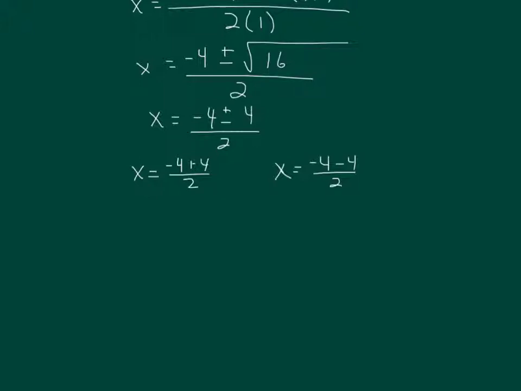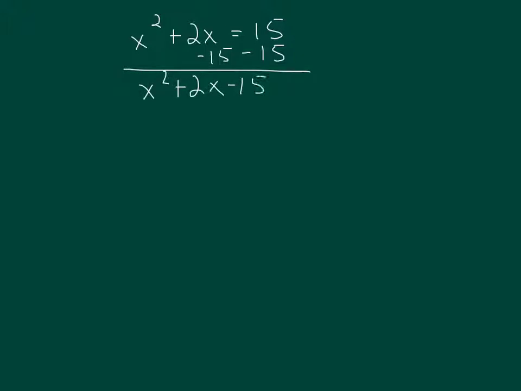Okay, so over here, x equals 0 over 2, which is 0. And then x equals negative 8 over 2, which is x equals negative 4. Okay, there's your answers: 0 and negative 4 for the first one. Hopefully you got that. If not, go back, check your work, see what happened. Alright, we'll move on to the next one.